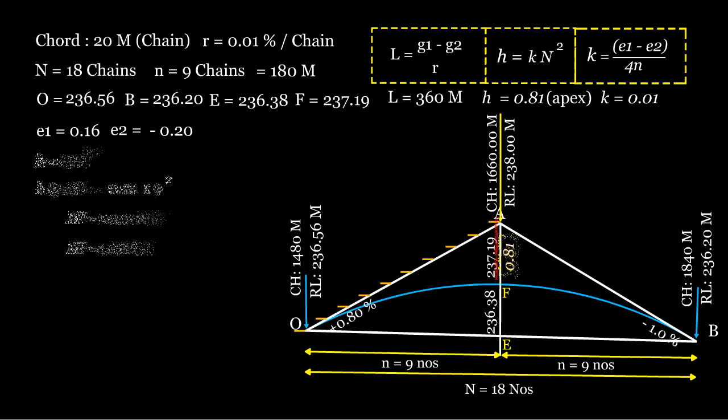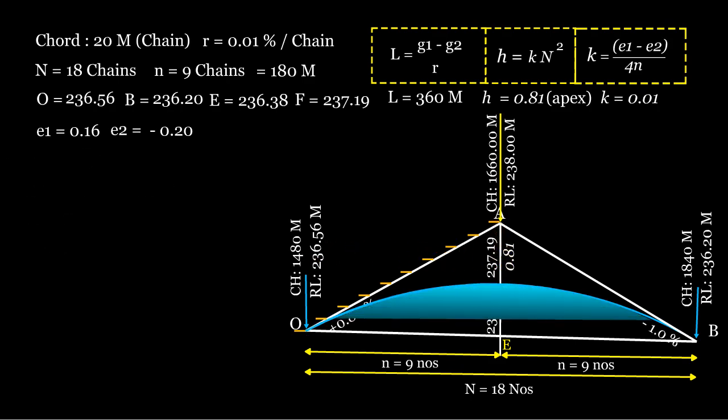Step 8. Calculate the RL values of intermediate pegs. Next, we calculate the RL values for the intermediate pegs. 1. Calculate the tangent elevation for each peg. 2. Calculate the tangent correction, h, for each peg. 3. Subtract the tangent correction from the tangent elevation to find the final reduced level on the parabolic curve.